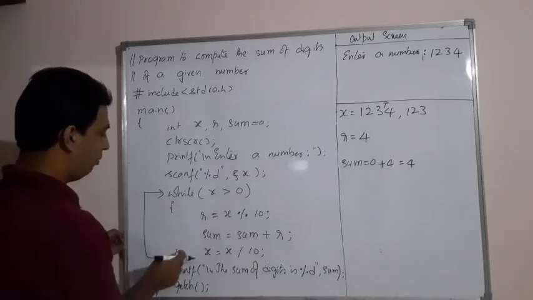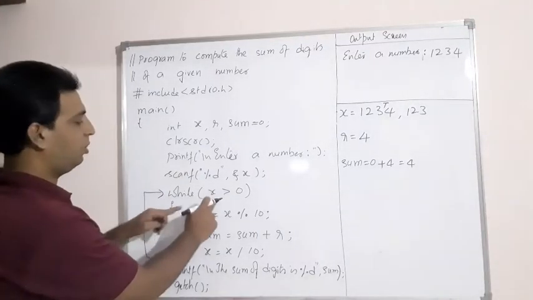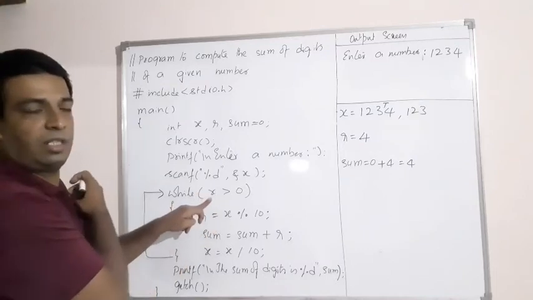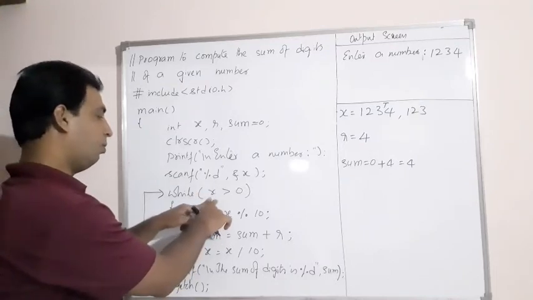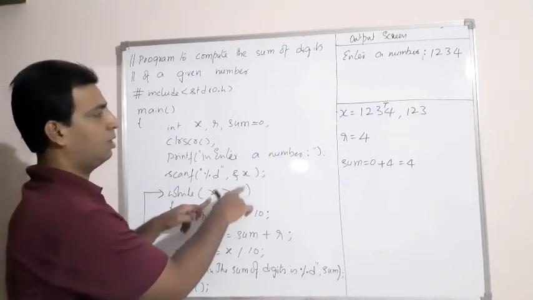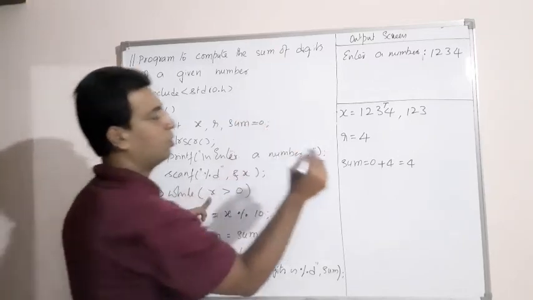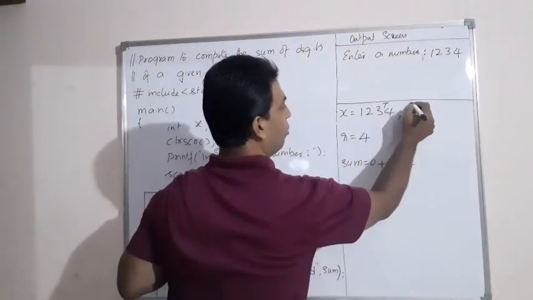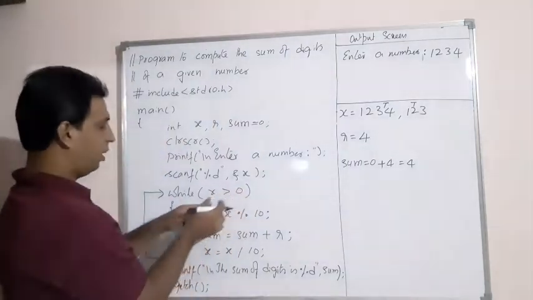After the end of the block of while, it will go back to the first statement, that is the condition statement. Now, what is the condition? Is X greater than 0? What is the current value of X? It is 1, 2, 3. Is this greater than 0? True. Because this is true, it will enter the block.